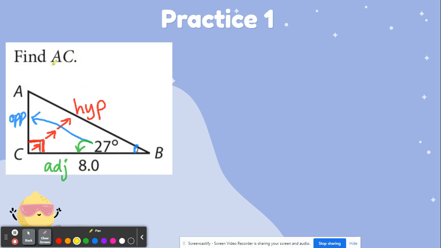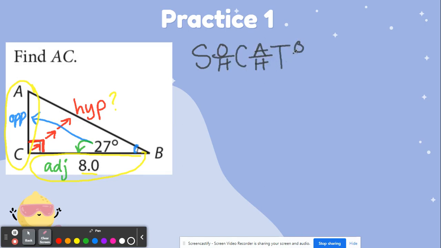Next, let me see what they want. They want me to solve for AC. So if you want me to solve for AC, that means I have to include AC as an unknown. And which one would help me more? Hypotenuse, which has no value, or adjacent, which has a value? And the answer is adjacent. That would be more helpful to me right now. So out of SOH, CAH, and TOA, which one would you use? The answer is TOA. And I'll show you why.